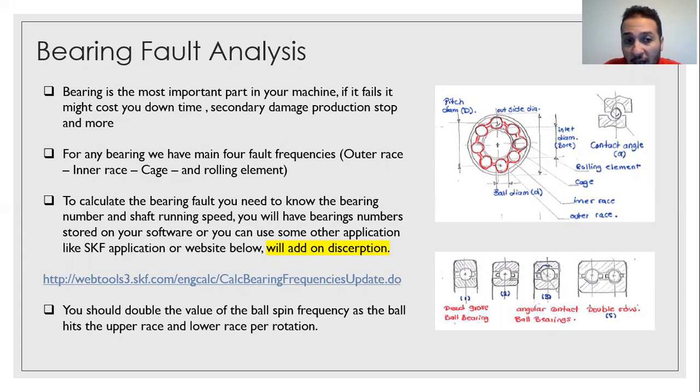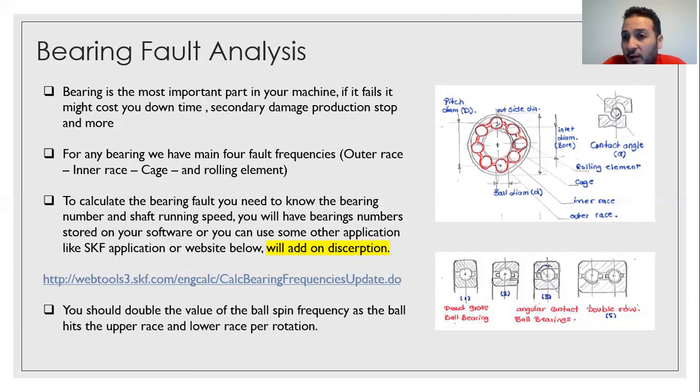For any bearing, we have four main fault frequencies: the outer race, the inner race, the cage, and the rolling element. To calculate these fault frequencies, there are equations with the number of rolling elements inside the bearing, the inner diameter, the outer diameter, and you can calculate this manually, but this is not needed anymore. You just put in the bearing number and the running speed, and this will give you all the fault frequencies.